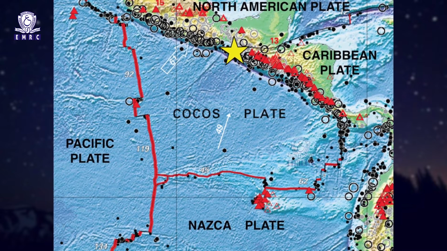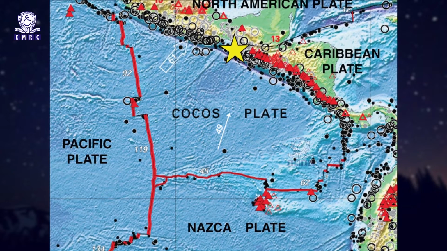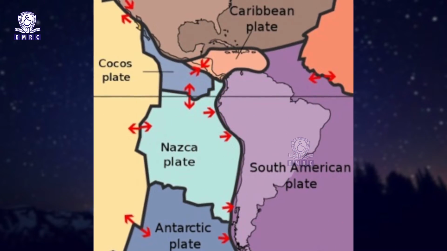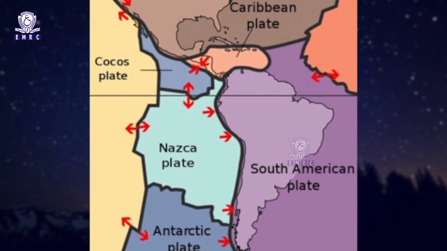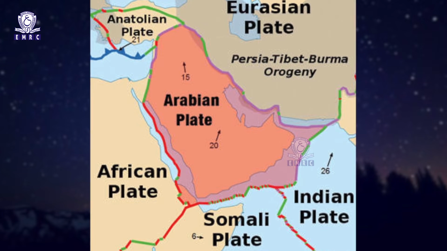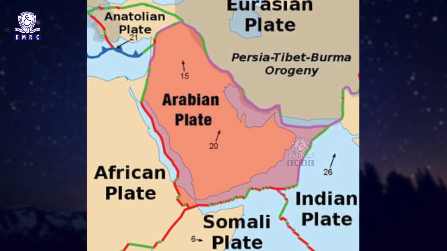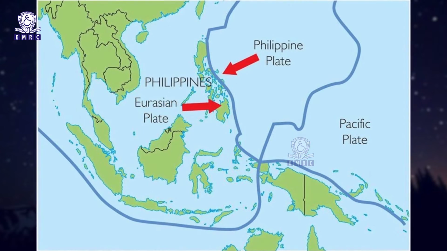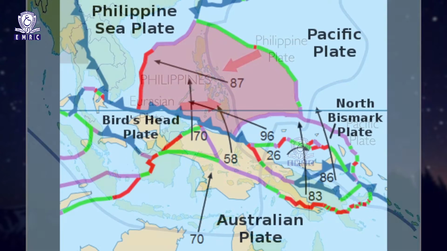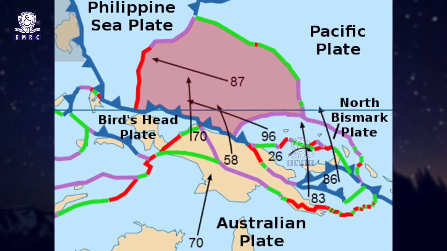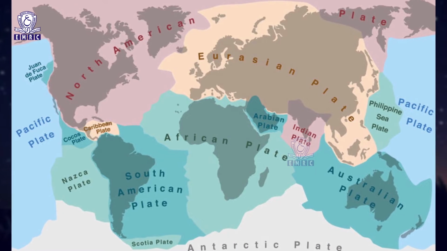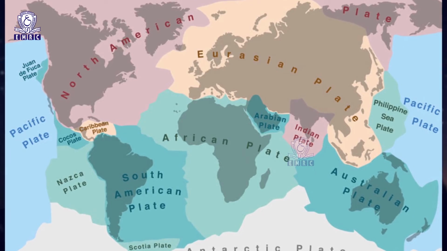The Cocos plate is located between Central America and the Pacific plate. Nazca plate lies between South America and the Pacific plate. The Arabian plate mostly includes the Saudi Arabian landmass. Philippines plate is located between the Eurasian and Pacific plates. Caroline plate lies between the Philippines and Indian plates. Fiji plate is located to the northeast of Australia.